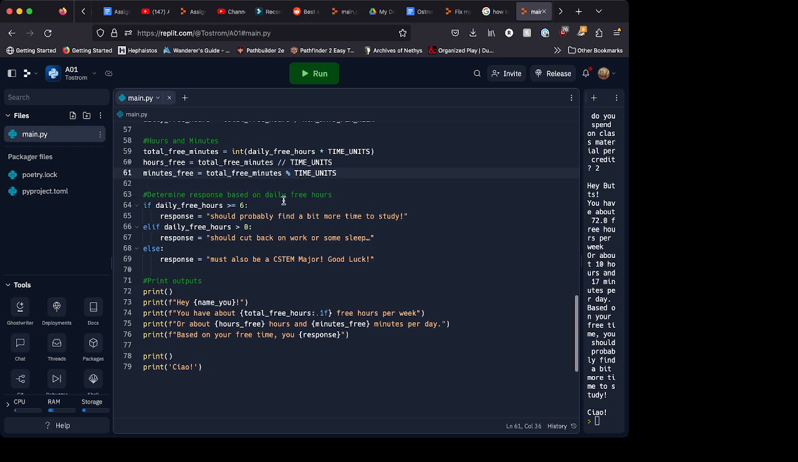Determine response based on daily free hours. If daily free hours are greater than or equal to 6, I have a quick response: you should probably find a bit more time to study. For the intermediary part, for daily free hours greater than 0, obviously, but not up to 6, the response is you should cut back on work or some sleep. And for all else, the response is: must also be a C-STEM major, good luck.